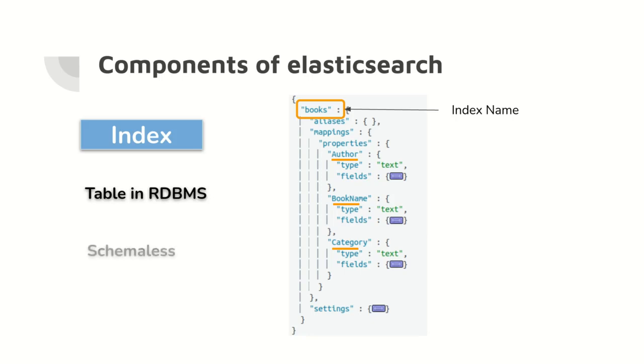Another thing is that Elasticsearch is schemaless. What happens in case of RDBMS? It is mandatory for you to define all the fields before you insert data in an RDBMS table. But in Elasticsearch, defining fields is not mandatory before inserting data. If you do not define a field and attempt to insert data, Elasticsearch will automatically define that field based on the data type you are inserting.